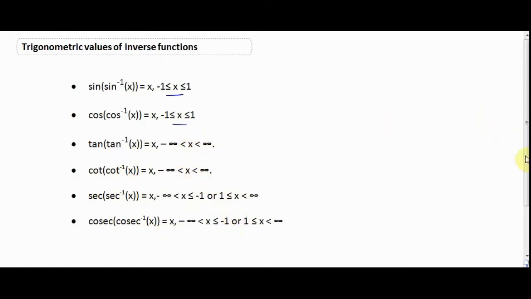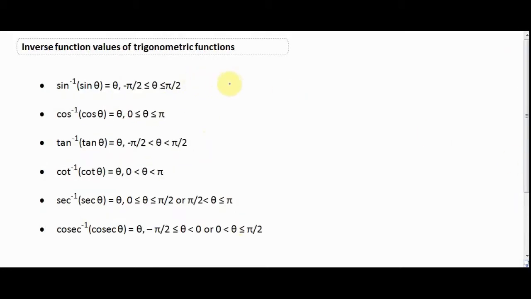Now inverse function values of trigonometric functions are defined like this. Sine inverse of sine theta will be equal to theta if theta falls in the range minus pi by 2 to plus pi by 2. Similarly cos inverse of cos theta will be equal to theta if theta falls in the range 0 to pi. So likewise tan inverse of tan theta will be equal to theta, cot inverse of cot theta will be equal to theta, sec inverse of sec theta will be equal to theta, and cosec inverse of cosec theta will be equal to theta provided theta values fall within these ranges.